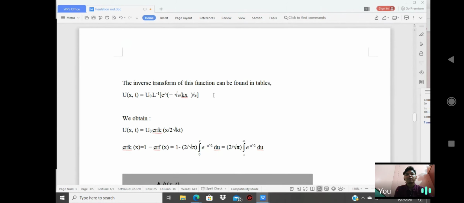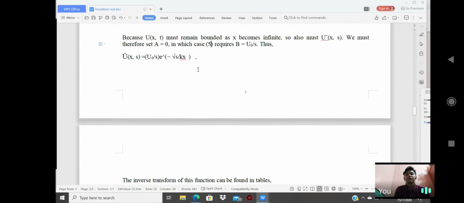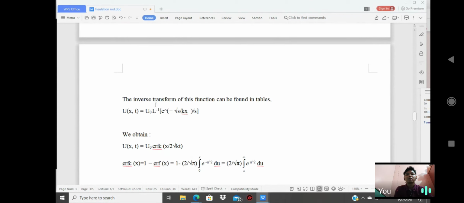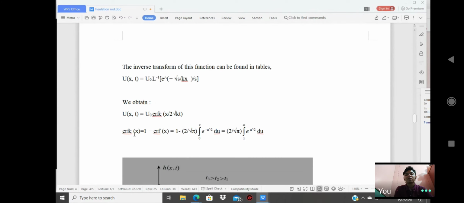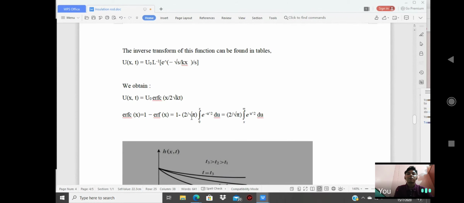The inverse transform of the function can be found in the table. So we invert this equation, and this is the inverse Laplace transform, and we obtain U naught erfc of x over 2 square root of kt. We know that erfc of x is equal to 1 minus erf x, where erf x is 2 over square root of pi times the integral from 0 to x of exponential to the power of negative u squared du. And when we take 1 minus this function, we will obtain the integral between infinity and x.